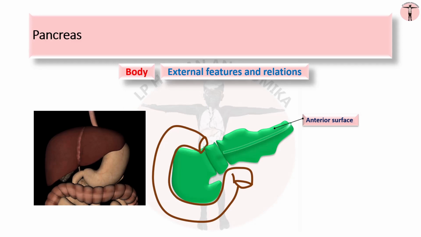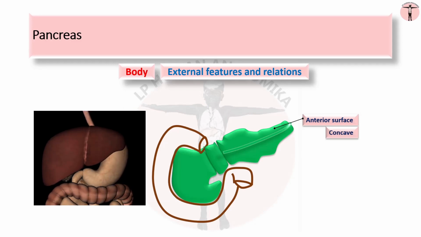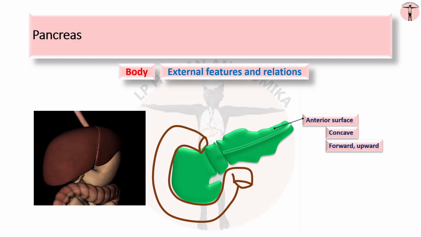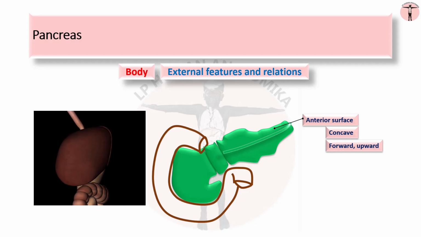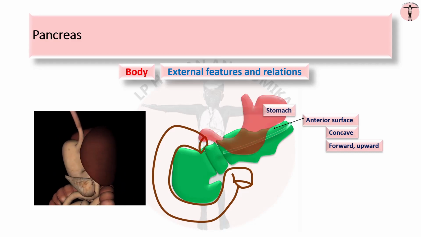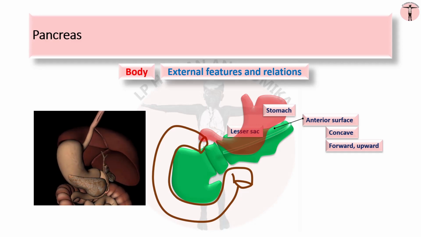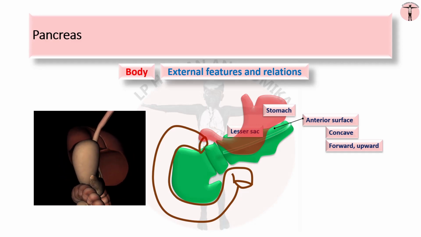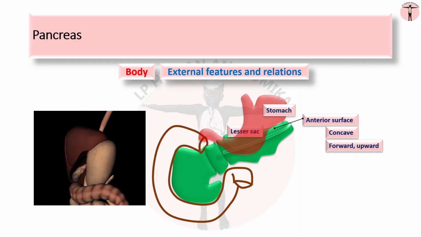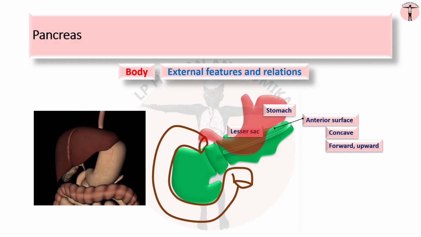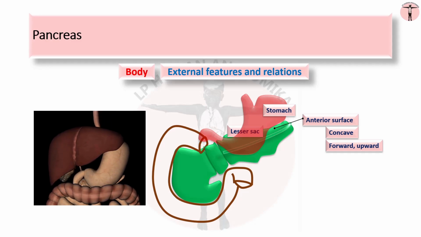Anterior surface is concave and directed forward and upward. It is related to stomach and lesser sac between the two. In the video, observe the anterior relation of the stomach to the body and transverse colon to the head of pancreas. Posteriorly, observe the bile duct forming from cystic duct and hepatic duct and passing towards second part of duodenum.